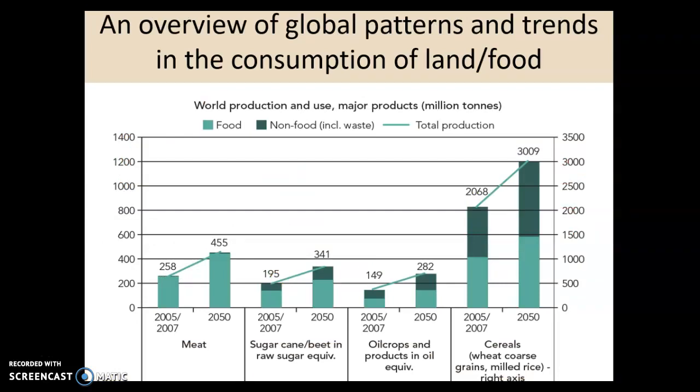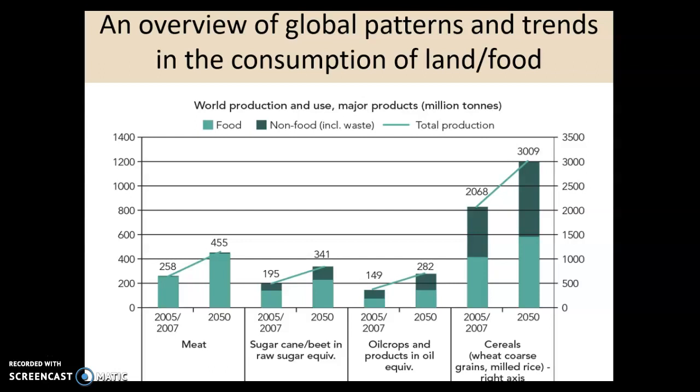Okay, so this graph here shows us the production and the use of some major products. So what are we making and what are we using? We can see the biggest one here is cereals, so things like wheat, grains, rice. Then we've got oil crops, so things like palm oil. Then we've got sugar cane, sugar beet and all that sort of stuff. Sugar's a big one. And then we have got meat.